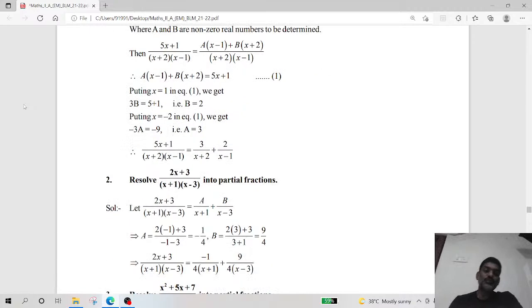Next, question number 2. Resolve 2x plus 3 divided by x plus 1 times x minus 3 into partial fractions. This is also the same as question number 1. So here a by x plus 1 plus b by x minus 3. We are taking LCM. Okay, we can take LCM.